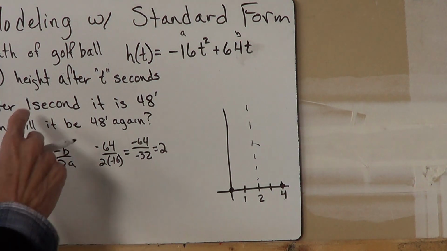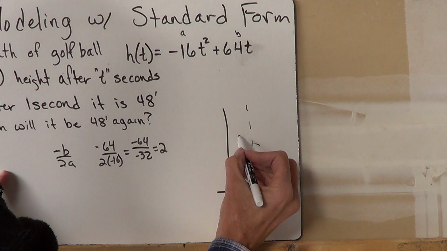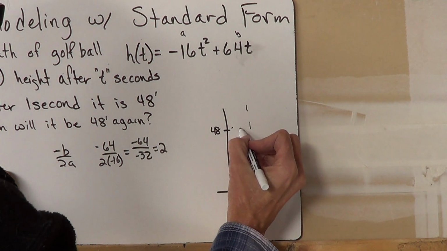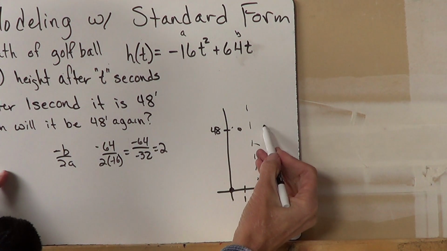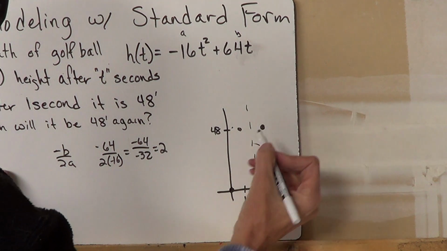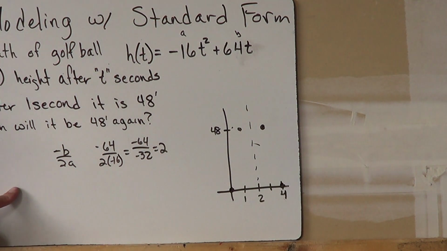Okay, now it says after 1 second, it's 48. So you could come up here and go 48. 1 second, well, we know that it reflects right across that axis of symmetry, so we know that at 3 seconds, it's also at 48. Okay, that would be the easiest way to do it, just by graphing.